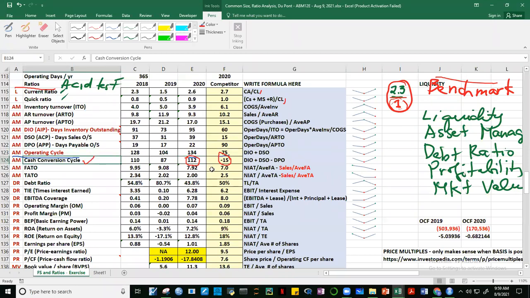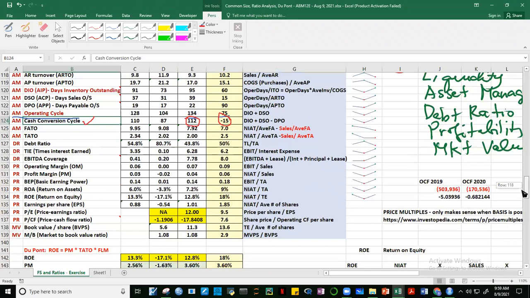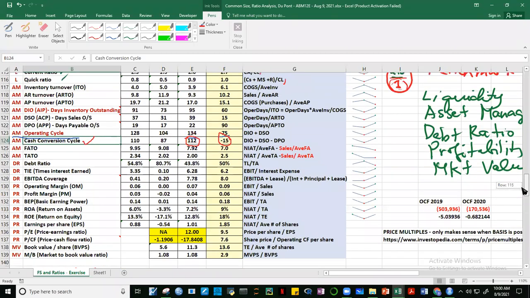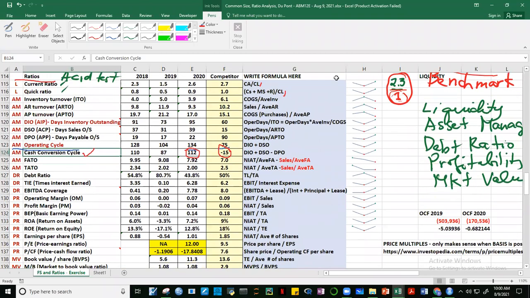So this tells a lot, guys. This tells a lot about the performance of the company. Okay, clear yun, guys? Clear so far? Yung operating cycle, cash conversion cycle, and this family of asset management ratios. Okay, good. Thank you. How about the rest?